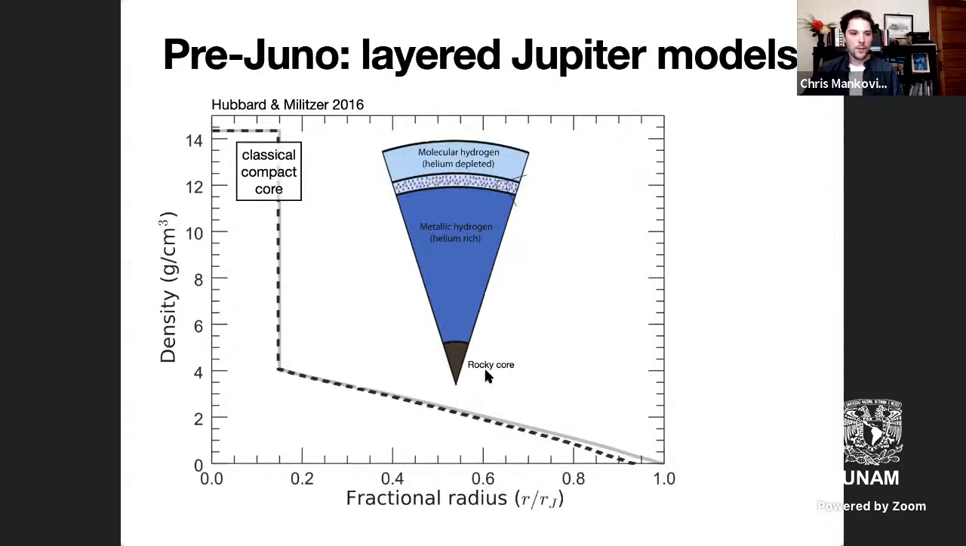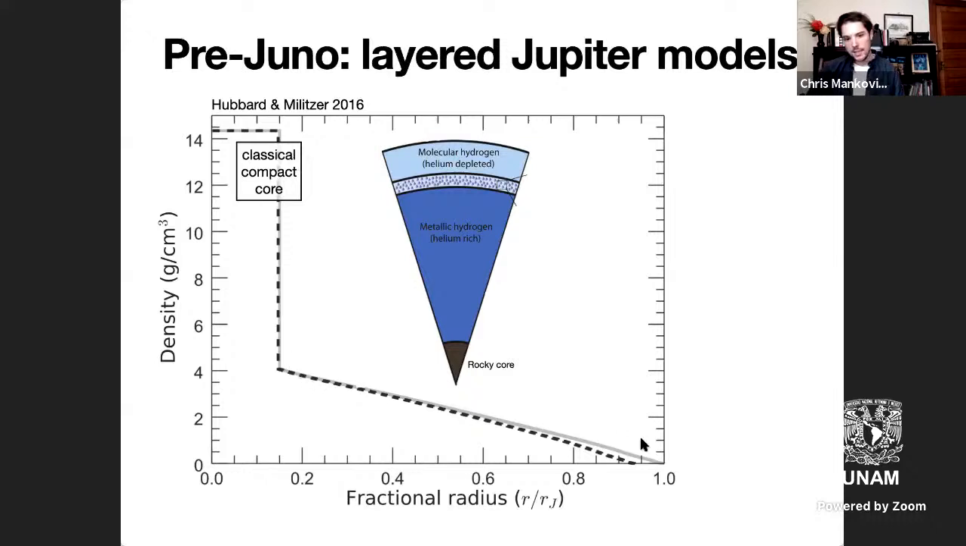With that in mind, I'll give you kind of a picture of theorists' best guess for the structure of Jupiter before Juno gravity started coming down, around the time that I was a PhD student. So this is just one particular model for Jupiter's interior structure from Hubbard and Militzer. And this plot is showing density as a function of radius in the planet, normalized to the total radius. And this is a model that features a classical kind of compact core.